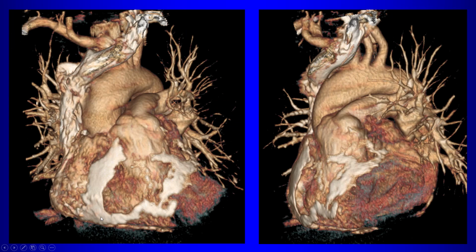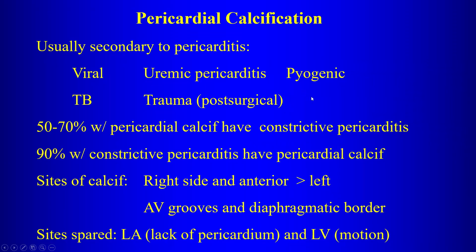And then here are volume rendered views, giving you a more accurate representation of the extent of those calcifications overlying the right ventricle. So pericardial calcifications are usually secondary to pericarditis. It can be from viral pericarditis, uremic, pyogenic infection. Tuberculosis is a common cause of constrictive pericarditis worldwide. It can also be secondary to trauma, especially surgery.